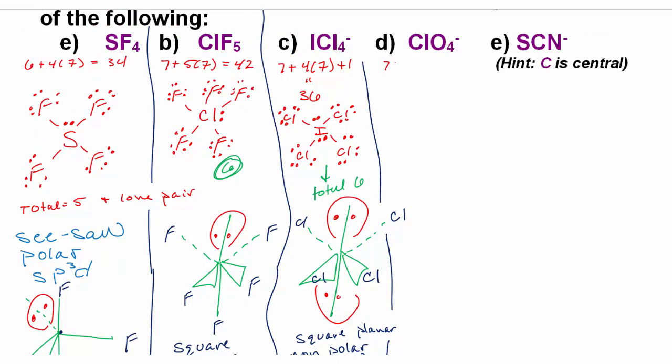Perchlorate, 7 plus 4 times 6, and an extra 1 for the charge. Total would be 32 valence electrons. So surrounding that chlorine is 4 oxygens. Oh, I forgot my charge here. It should be a -1. So around my shape here, should have a -1. Okay, let's finish this. Perchlorate, 32 valence electrons.